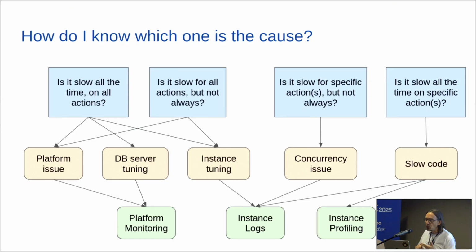It can be slow for all actions, but not all the time. Sometimes it's fast and sometimes it's super slow. This can be a platform issue or instance tuning, rarely a database server, and you will want to monitor things. It can be slow for specific actions and intermittently.